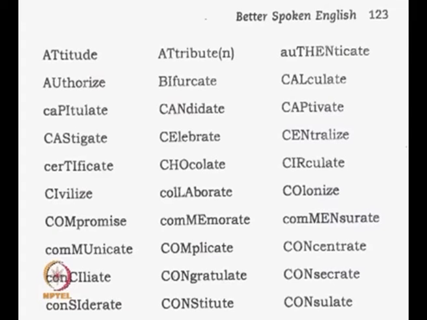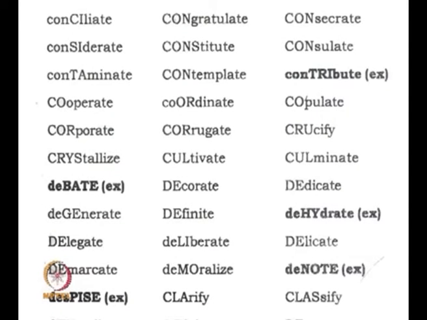communicate, complicate, concentrate, conciliate, congratulate. No, that's a misprint. Please change it. What should it be? Congratulate, by the same rule. Okay. Two syllables. Congratulate. Okay.